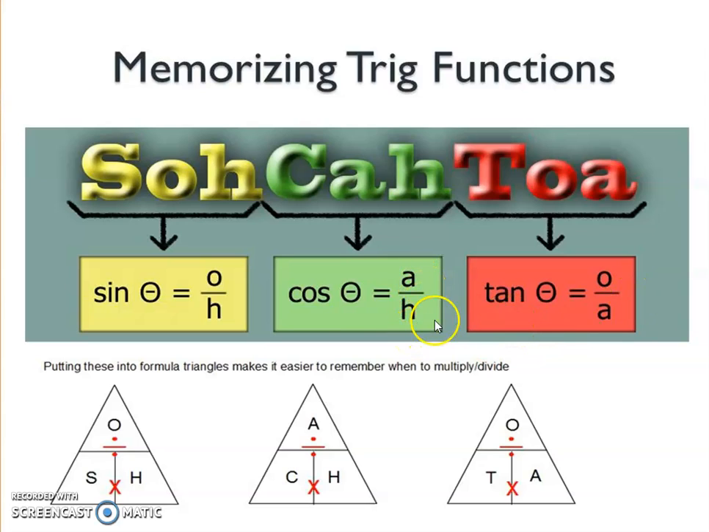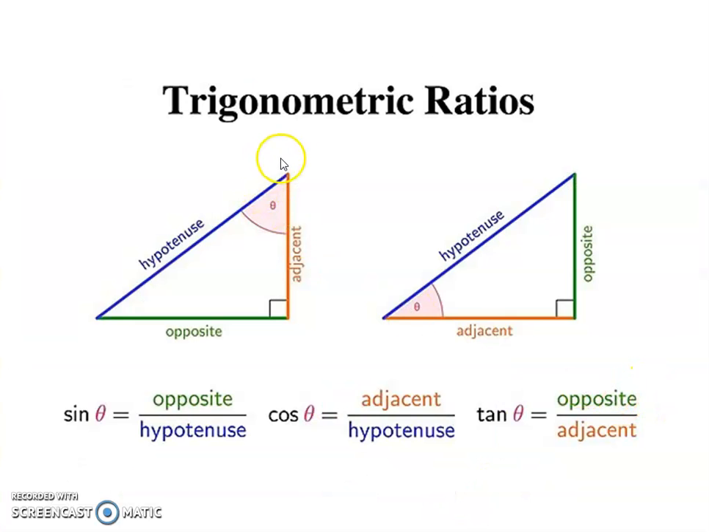Now tan theta is sine upon cos. That's why the H gets cancelled, giving opposite upon adjacent. Putting this into a formula triangle makes it easier to remember when to multiply or divide. So here SOH, CAH, TOA. So in this way, for the trigonometric ratios, the hypotenuse, adjacent and opposite depend on where the theta angle is.